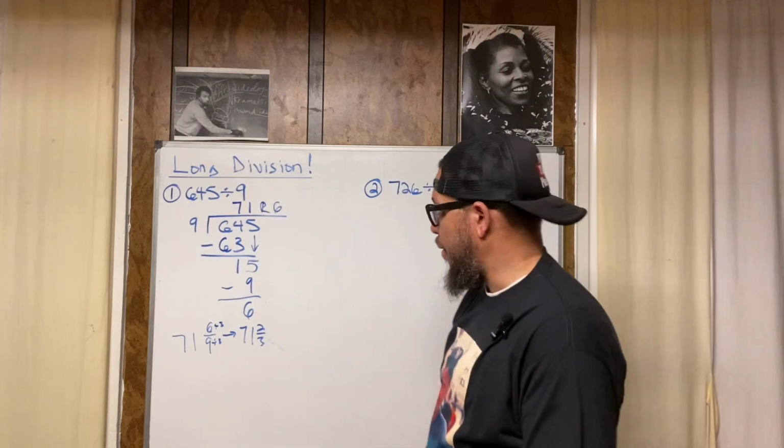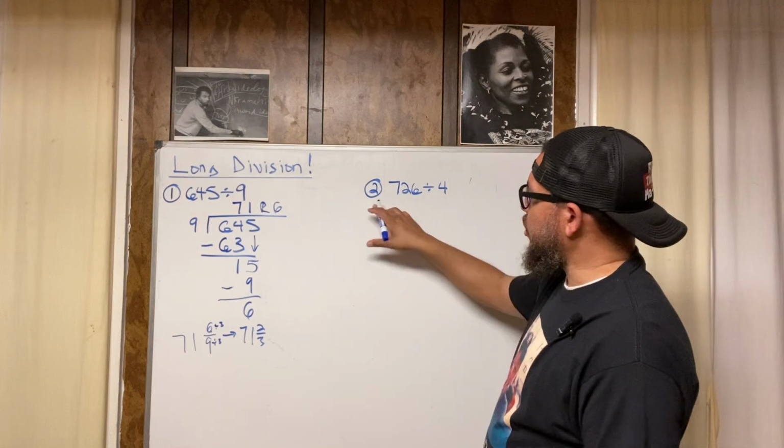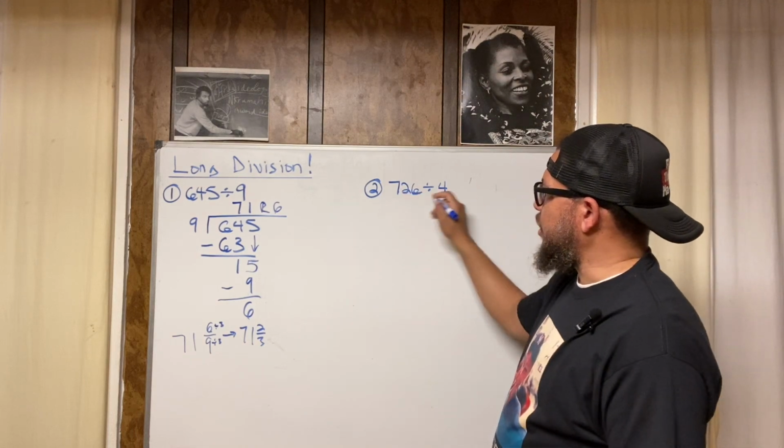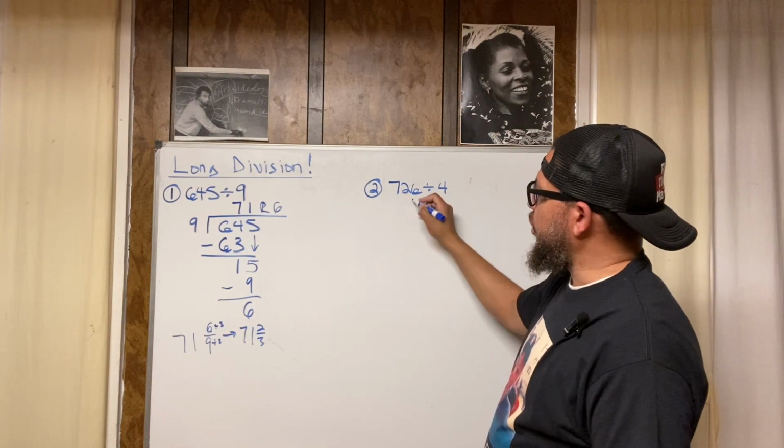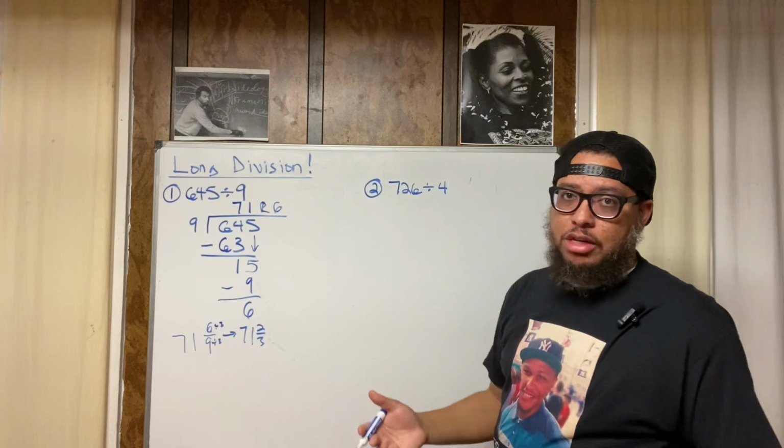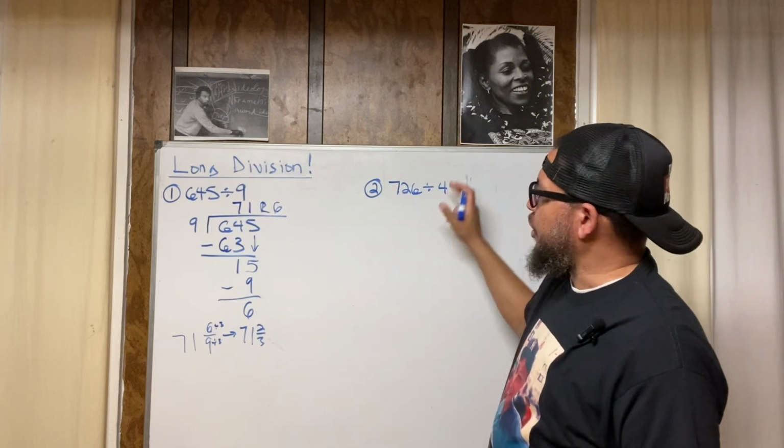Don't worry about that right now. All right, now let's go to this example. 726 divided by 4. How many 4s can fit into 726? That's another way to think about division. What is division? How many of the divisor can fit into the dividend?